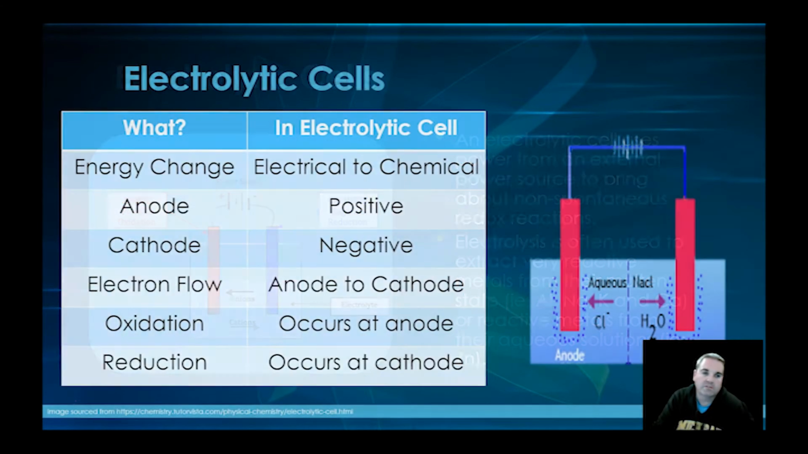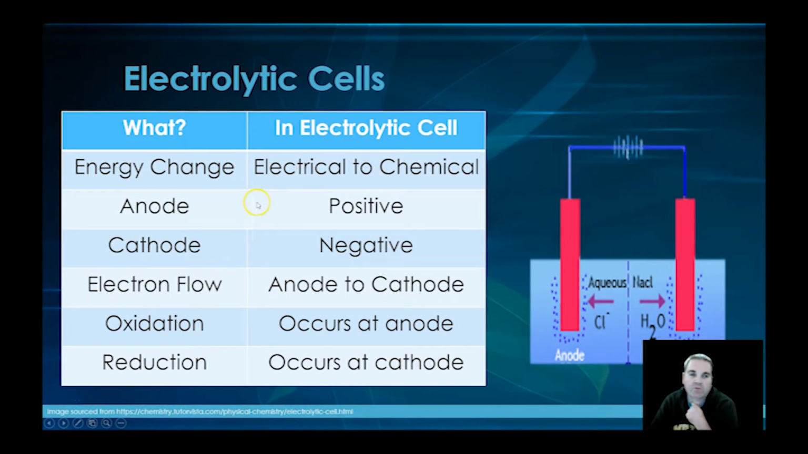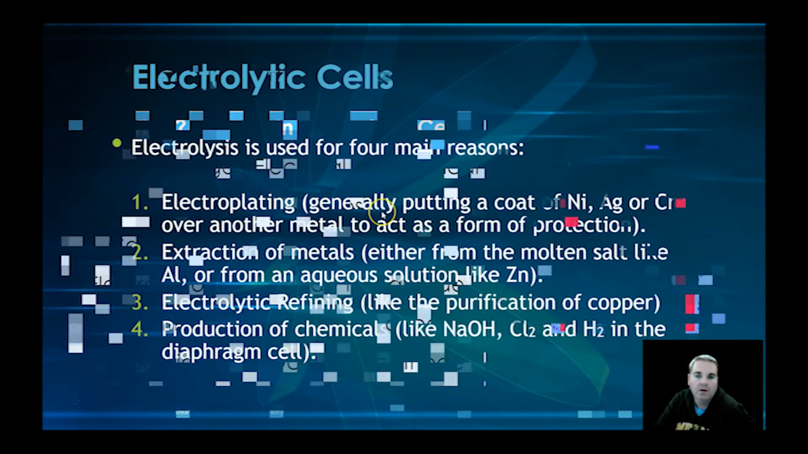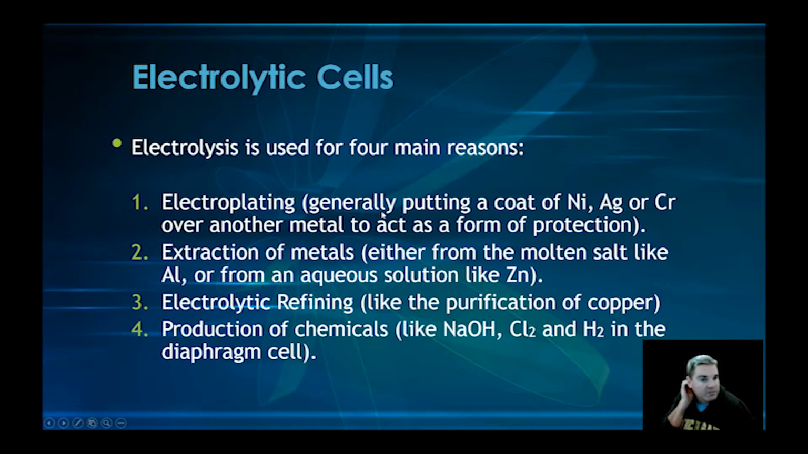So here's a quick summary for you. The energy change is electrical to chemical. Anode is positive, cathode is negative. Electron flow is still anode to cathode. Oxidation occurs at the anode, reduction occurs at the cathode. The only thing that's really different is this polarity, and that the energy change is electrical to chemical. We use electrolysis for 4 main reasons.